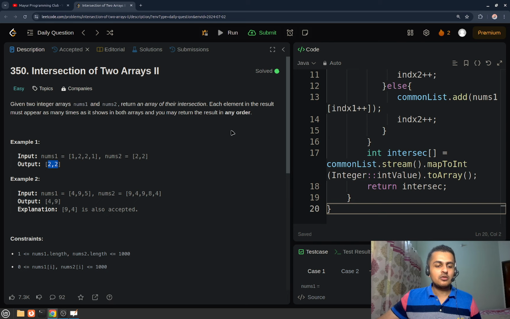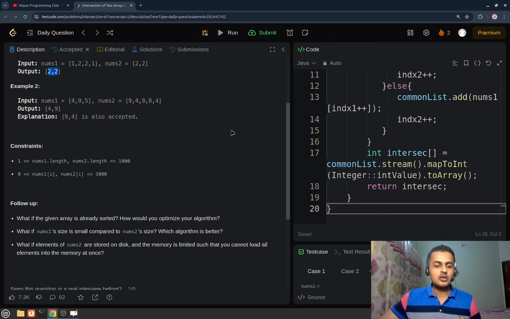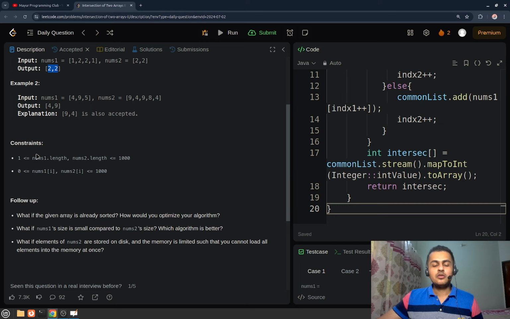And let's have a quick look at the constraints also before thinking of an approach. So according to the constraints, the length of both of the arrays will be of order 1000, and each entry in these arrays will range from 0 to 1000. Okay, and there is a follow-up also.